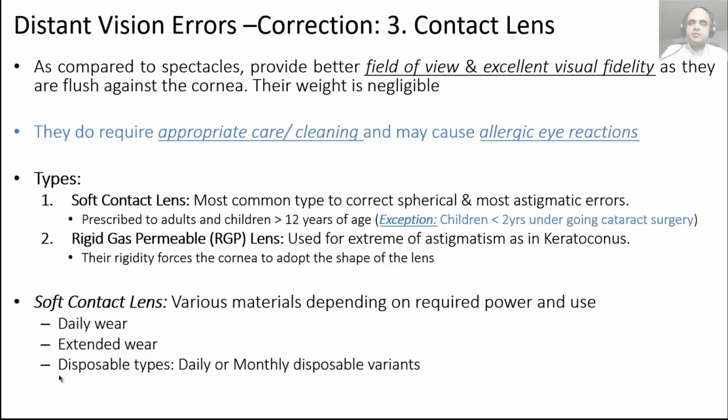Soft contact lenses can be made up of various materials and would thus have different types of wearability. So you can have daily wear lenses, which you wear every day, extended wear, which you can use for an extended period of time, and disposable types, which could be daily or monthly disposable.